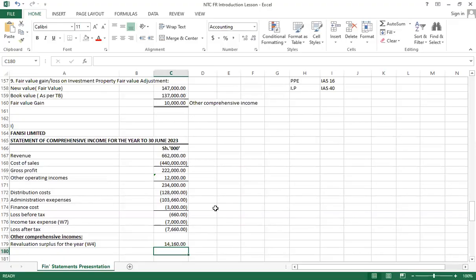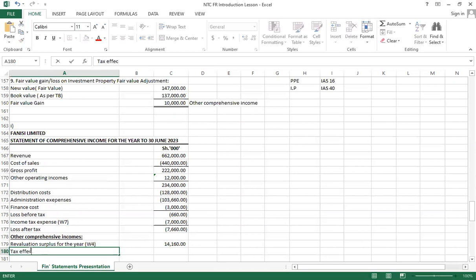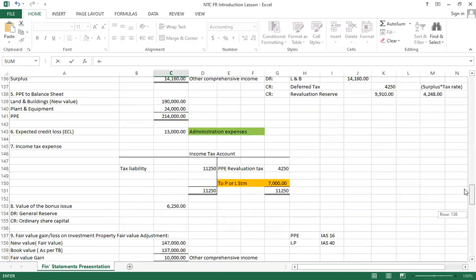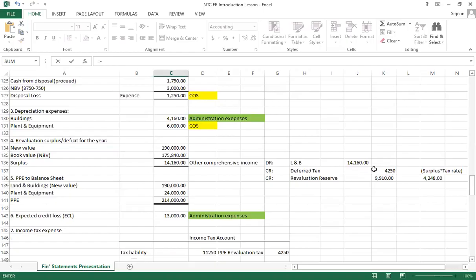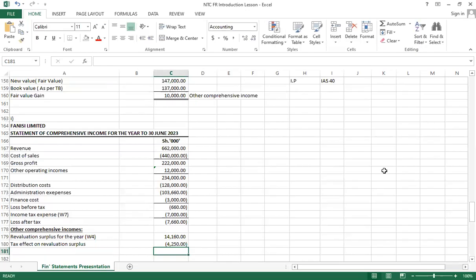And then we have seen that the revaluation surplus of 14,160 attracted some taxation. So we need the tax effect on revaluation surplus, the tax effect which reduces the surplus. We saw that this is 4250. So you minus the 4250. When you tax something, you reduce it. So you minus the 4250.